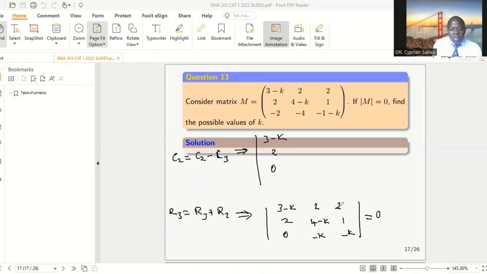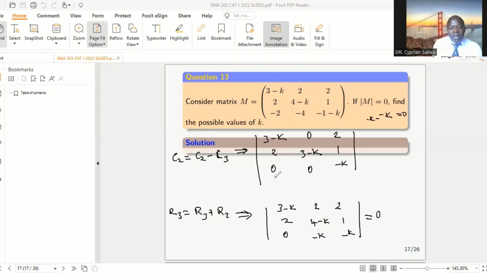Column 2, I'm subtracting 2 from 2, I have a 0. I'm subtracting 1 from this, I have 3 minus k. And I'm subtracting this from this, I have a 0, because it will be negative k minus k, and that will give us 0 there. This will be 0. That's how I work it out. And then column 3 remains the way it is.